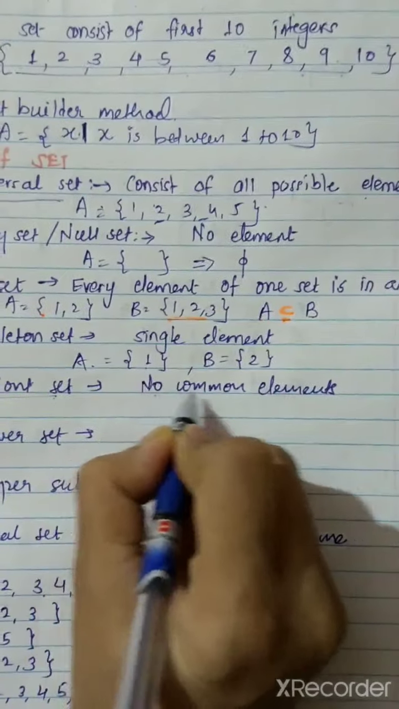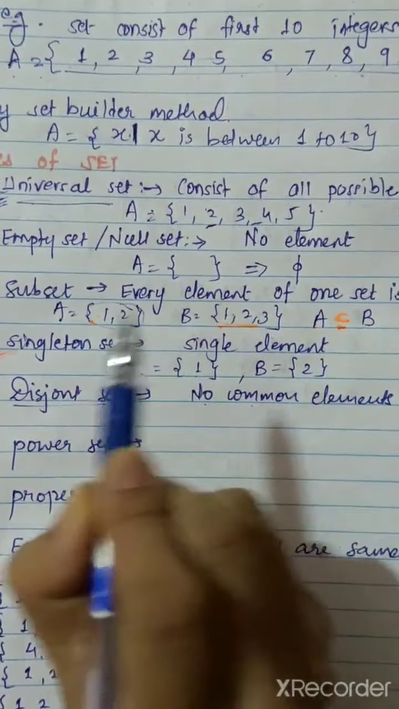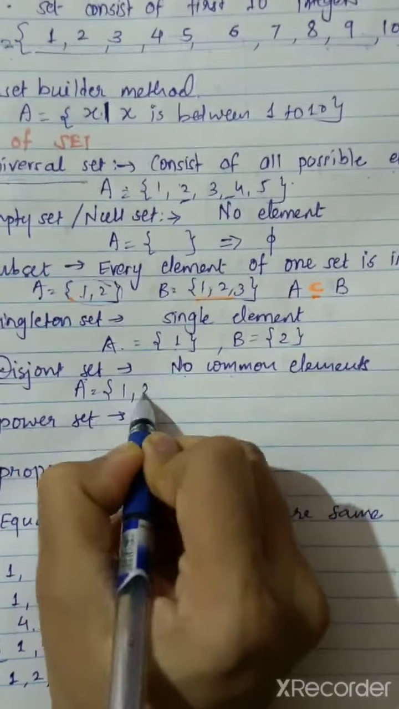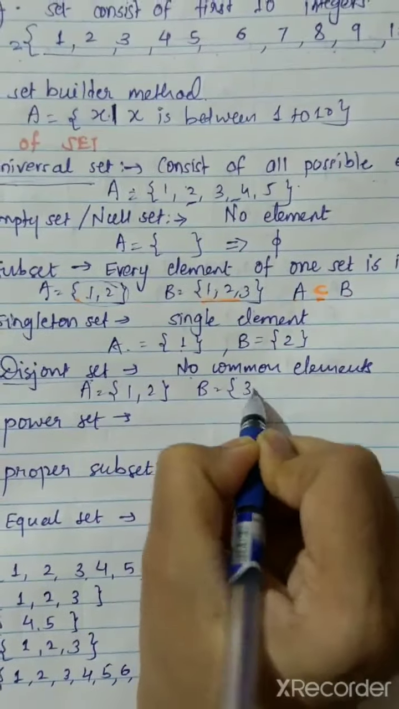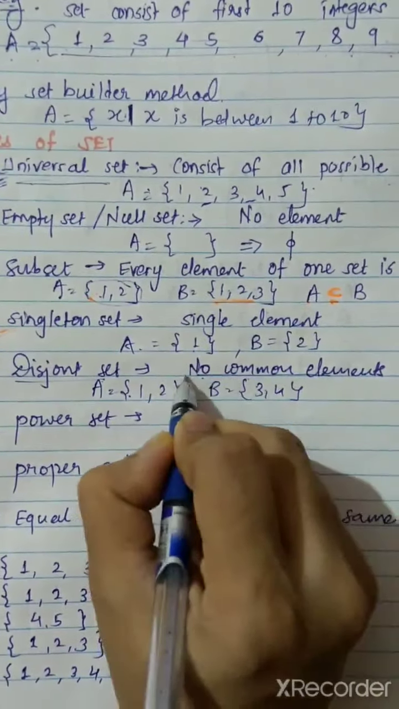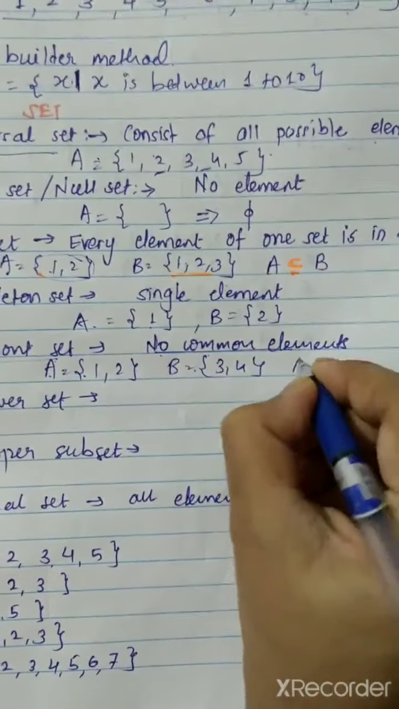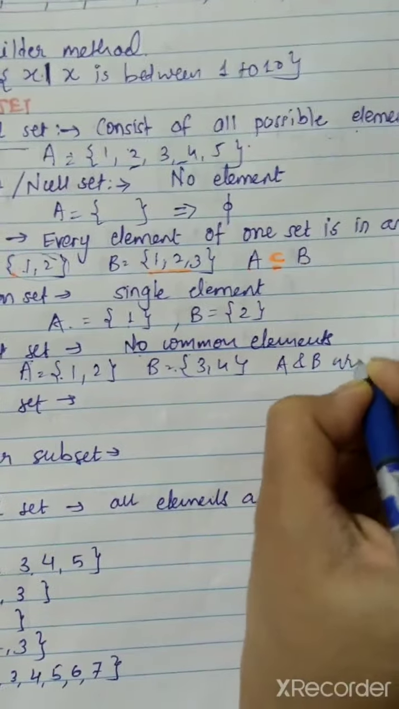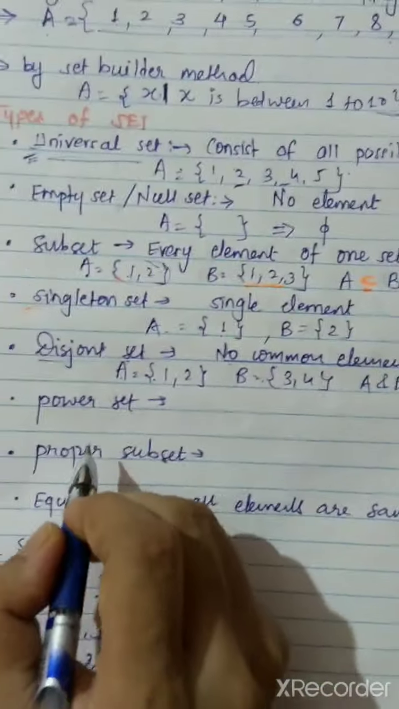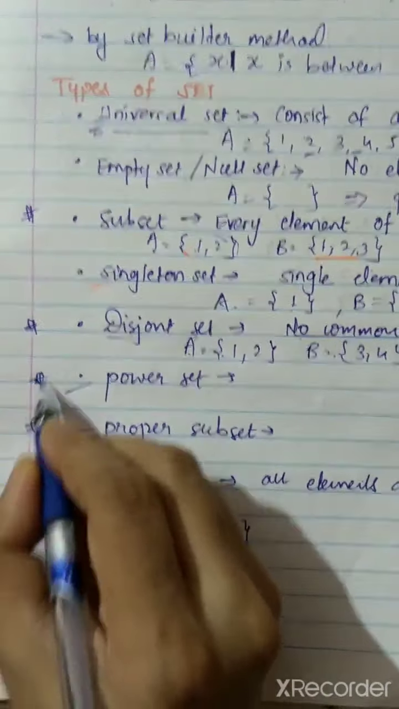Disjoint set means no common element. Likewise, in the earlier A and B, all the elements of A are present in B, so A is a subset. Similarly, if you have A as {1, 2} and B has {3, 4}, these two do not contain any common element. So sets A and B are disjoint sets. Okay. Now we'll see power set and proper subset in detail, because these two are going to come with bigger sums.